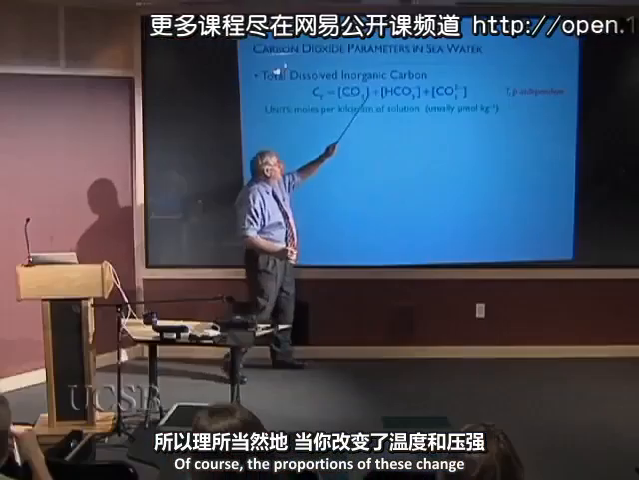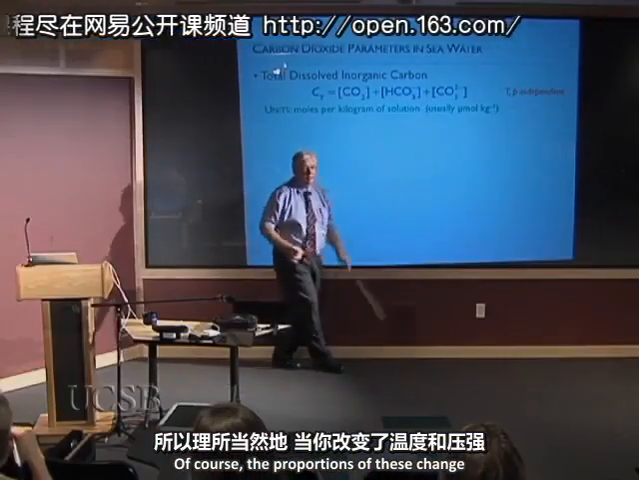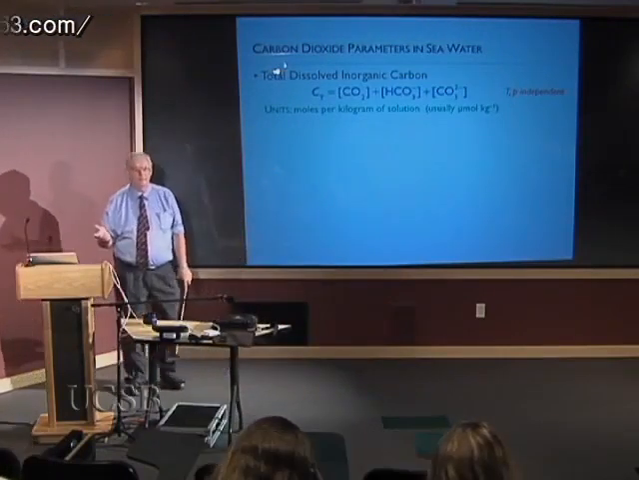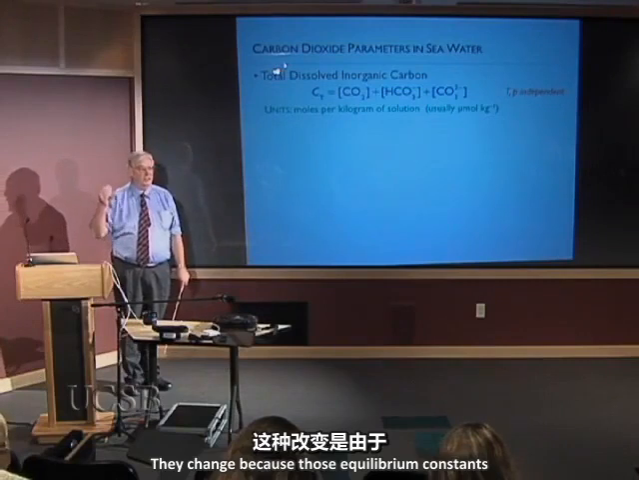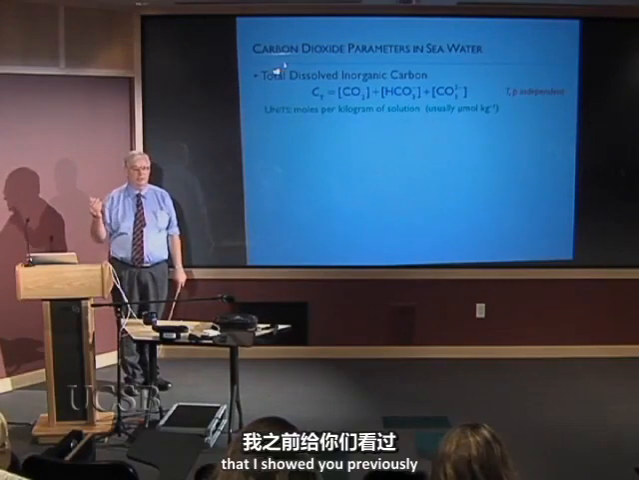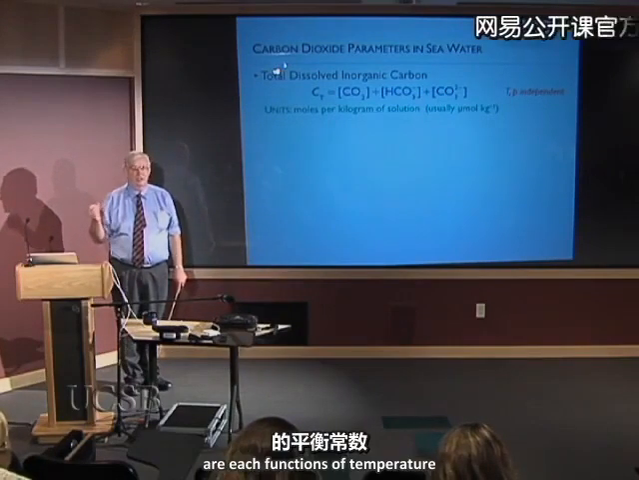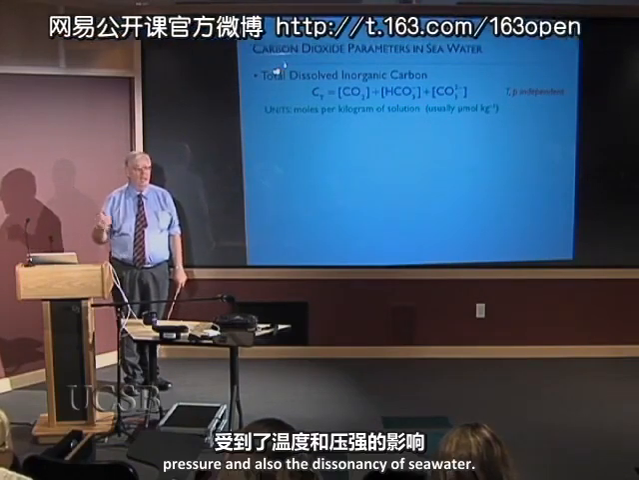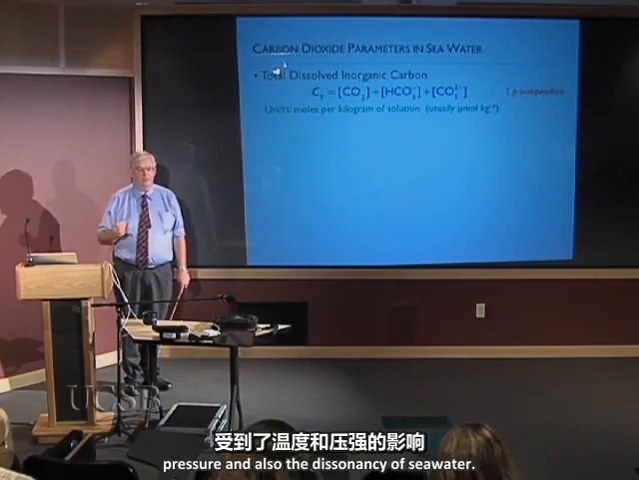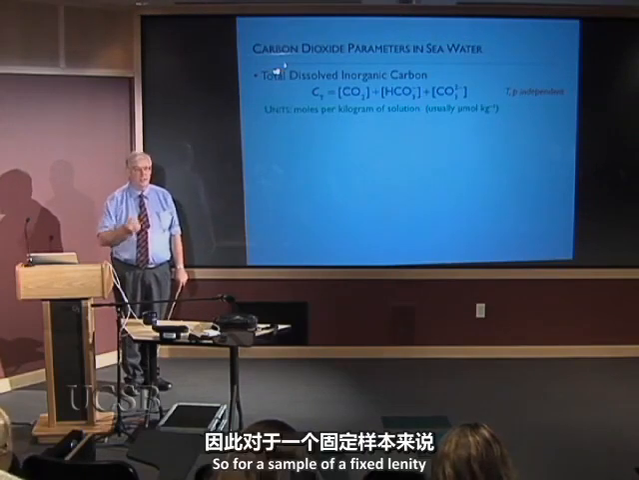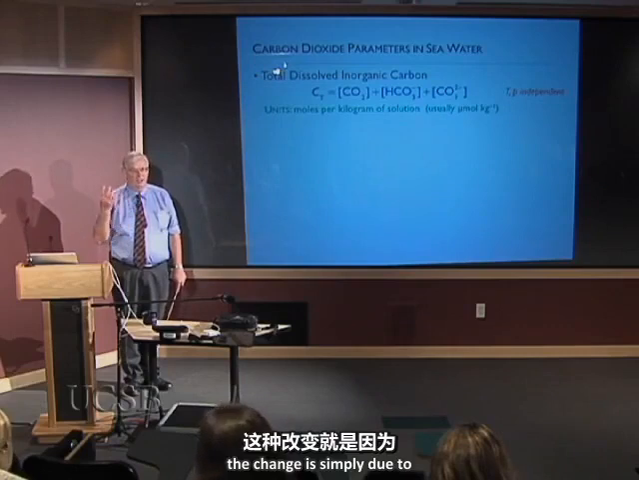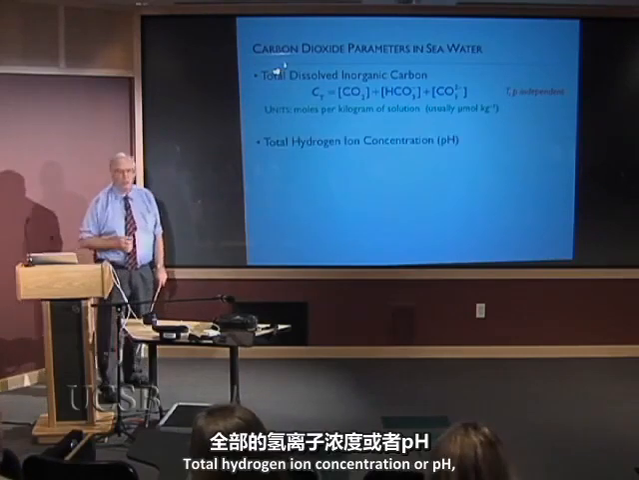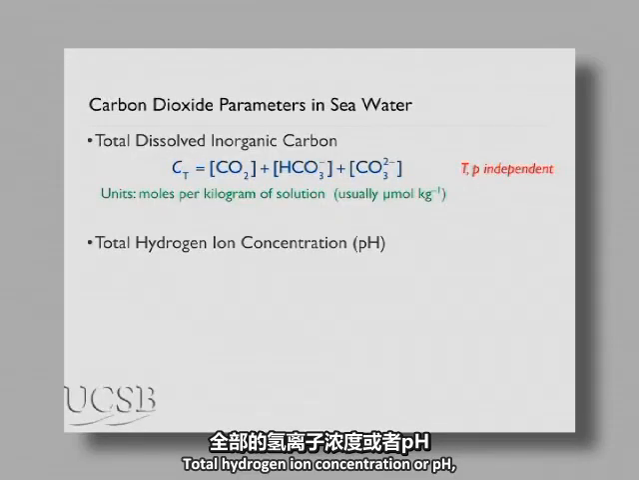Of course, the proportions of these change as you change the temperature and pressure. They change because those equilibrium constants that I showed you previously are each functions of temperature, pressure, and also the salinity of seawater. So for a sample of a fixed salinity, the change is simply due to the changes in temperature and pressure. Total hydrogen ion concentration, or pH.